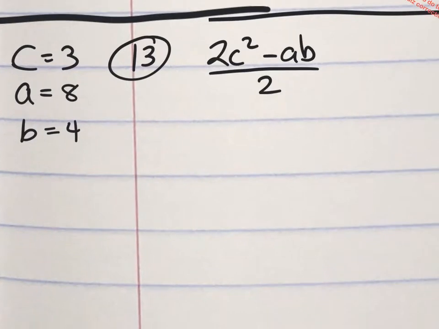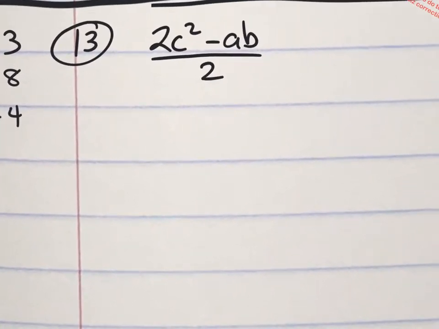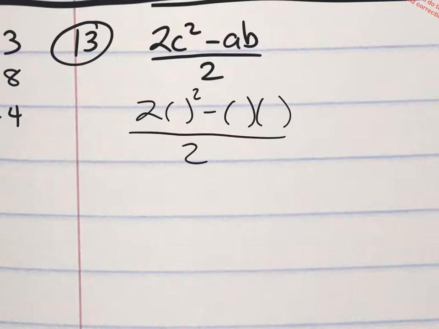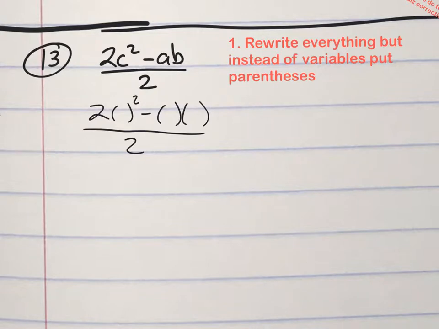So what is the very first thing that we're supposed to do? We're supposed to rewrite everything, but instead of the letters, write down parentheses. Rewrite everything, but instead of letters, write down parentheses. You're going to explain that in words. So there's my first step: rewrite everything, but instead of variables, put parentheses. It's better that I type it out, since my handwriting's pretty ugly.